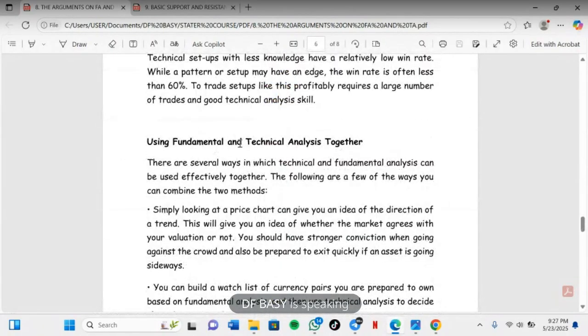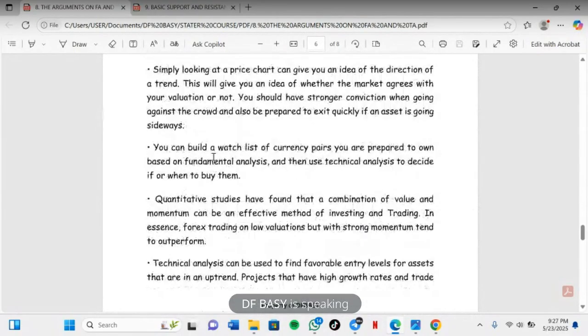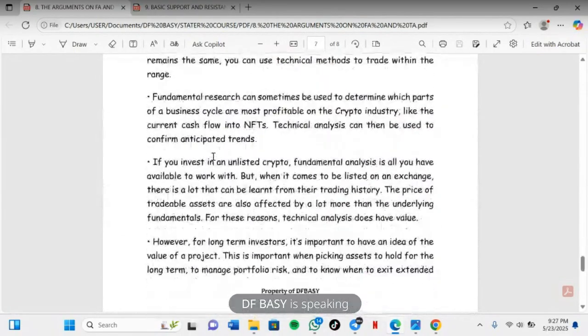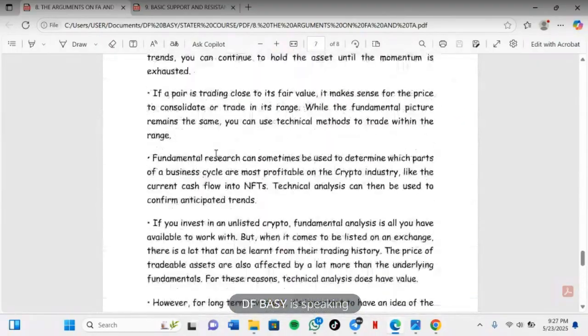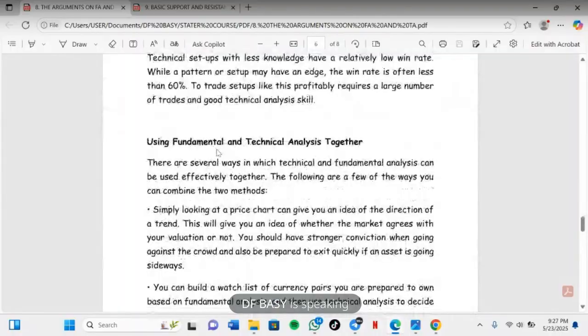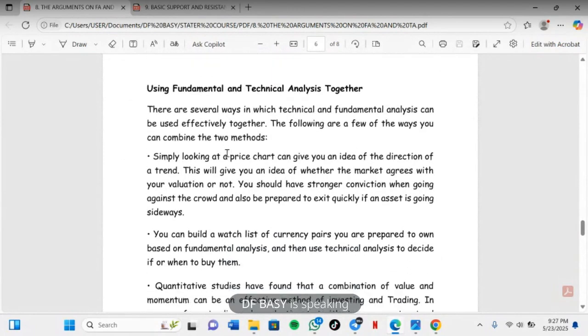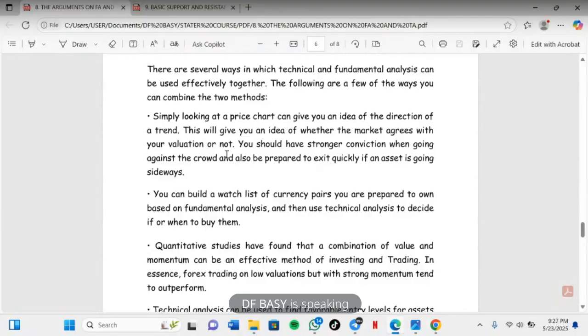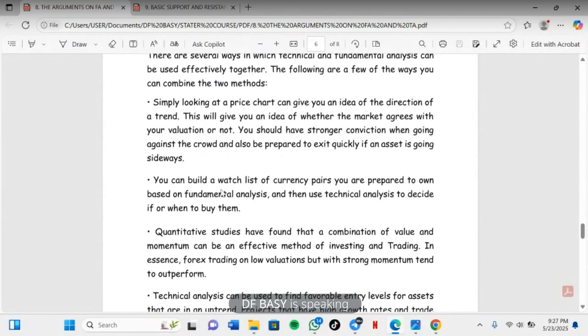Using fundamental analysis and technical analysis together. So all this here is a brief explanation, the detailed explanation of what I've already said earlier on. When you're combining FA and TA together, you have a higher chance of getting a precise entry. A simple way of looking at the chart will give you an idea of the direction of the market trend. You can build a watch list of the currency pairs you are prepared to own, to buy or sell, and you can use fundamental analysis to check if the direction is consistent with your technical analysis, right?